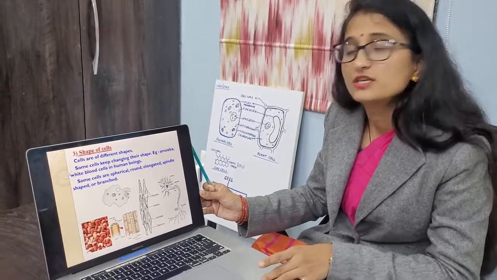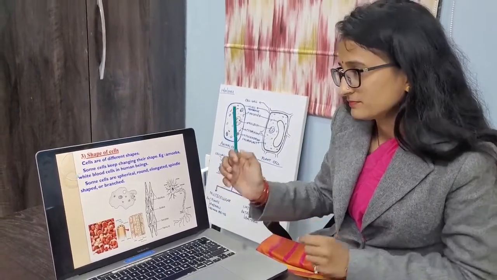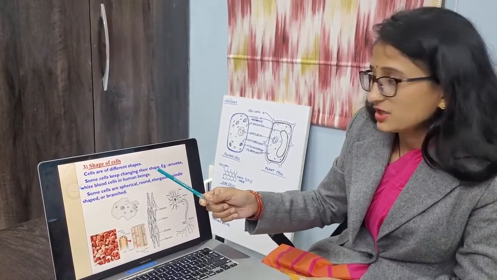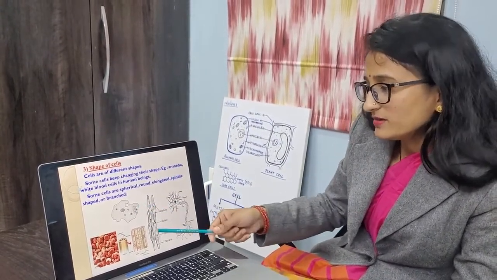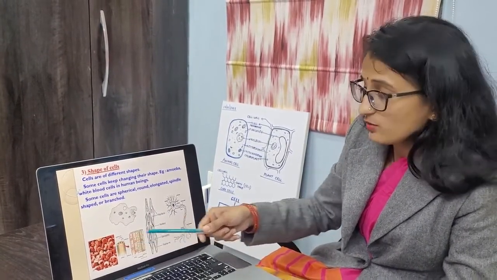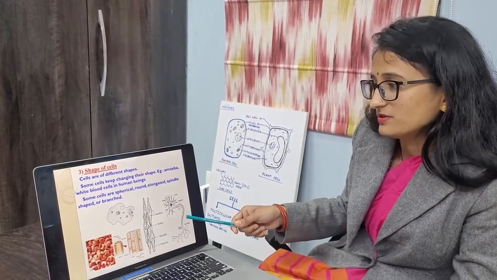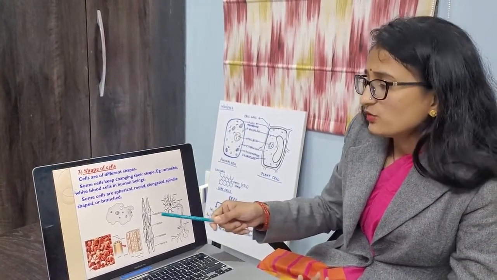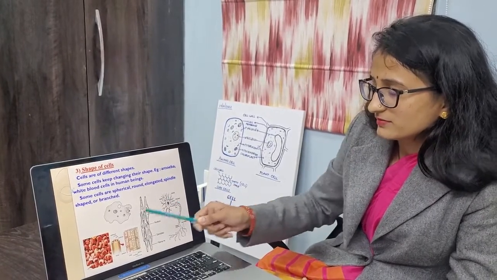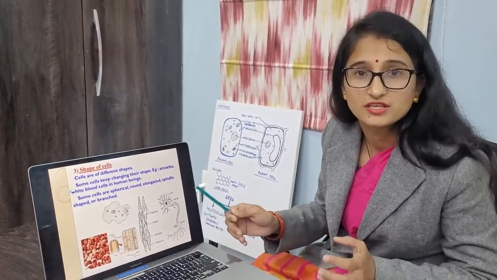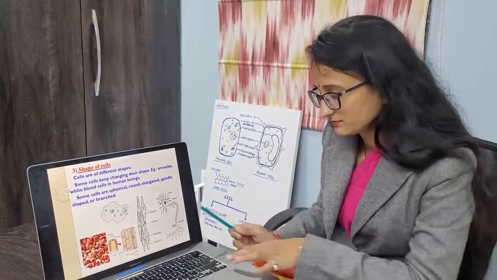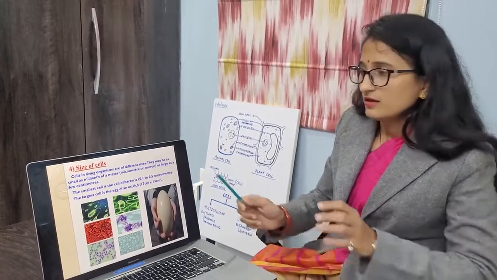Let's talk about the shape of the cells. Cells are of different shapes. Some cells keep changing their shape, like amoeba and white blood cells in human beings. Some cells are spherical, round, elongated, and spindle shaped or branched. They don't change their shape, like a nerve cell and red blood cells, they don't change their shape, but amoeba and white blood cells, they change their shapes. Size of cells.